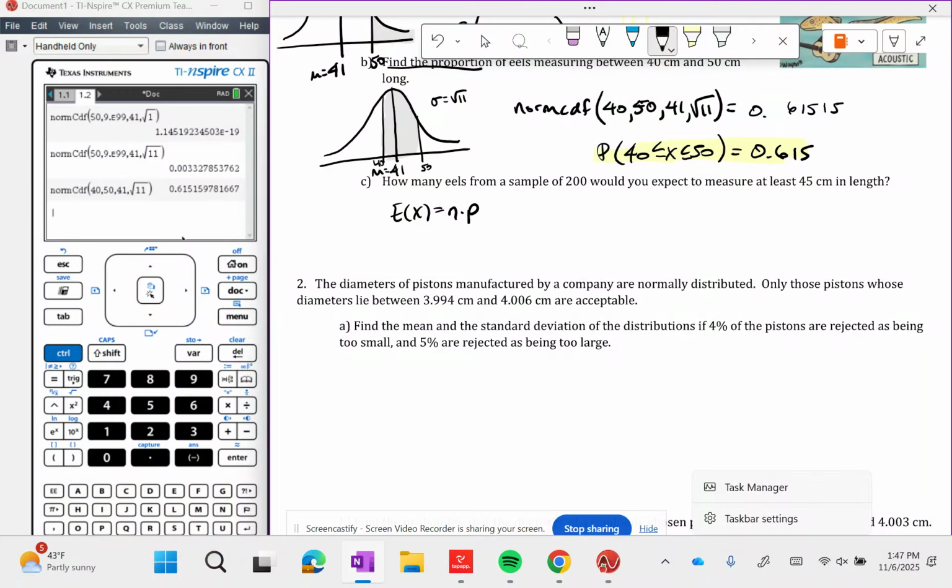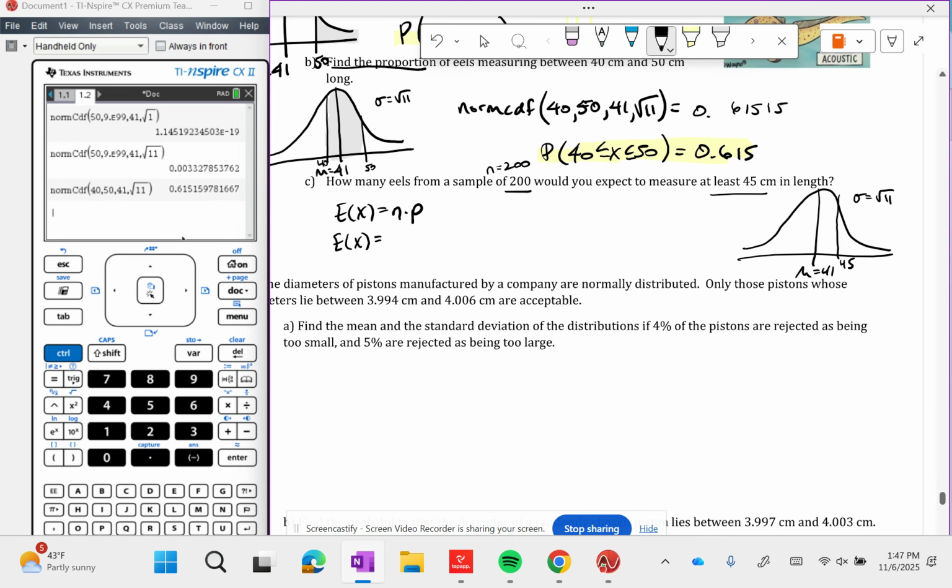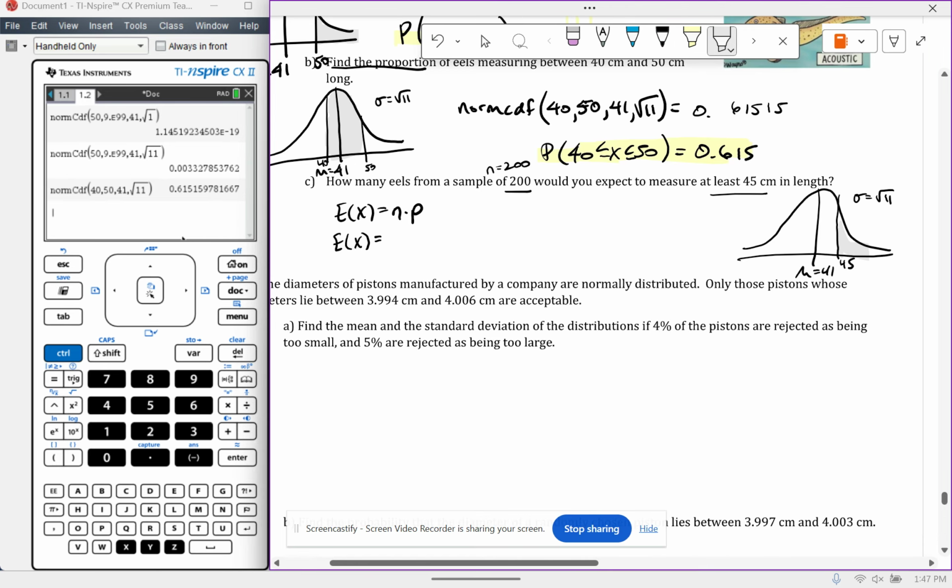All right, so we've got a sample of 200. What is that, my N or my P? Your N. Okay. What's my P? You have to find it. What's my mean? 41. What's my standard deviation? Square root of 11. Then I got 45 is greater than this guy.